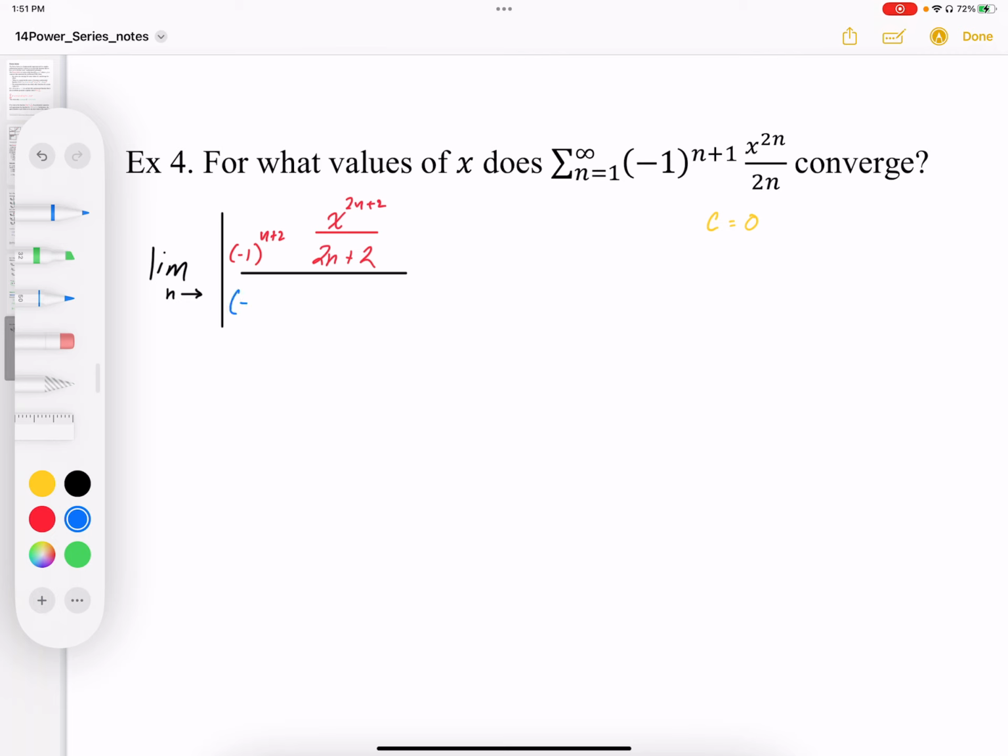So in the bottom, I'm going to have -1 to the n plus 1, x to the 2n, and over 2n. And this ratio test has to be less than 1. So rearranging this, we end up with the limit as n goes to infinity. I'm going to group my -1 terms, so I get -1 to the n plus 2 divided by -1 to the n plus 1. That just leaves me with one -1 factor.